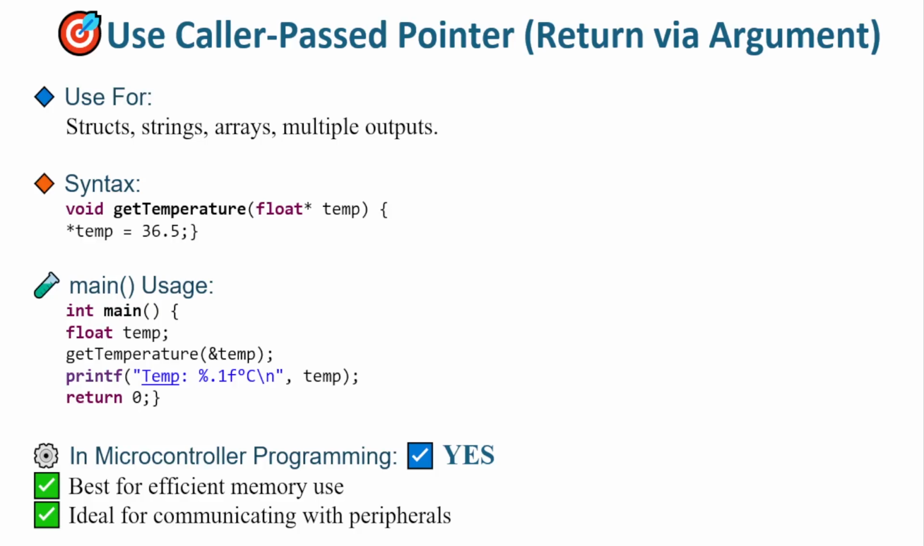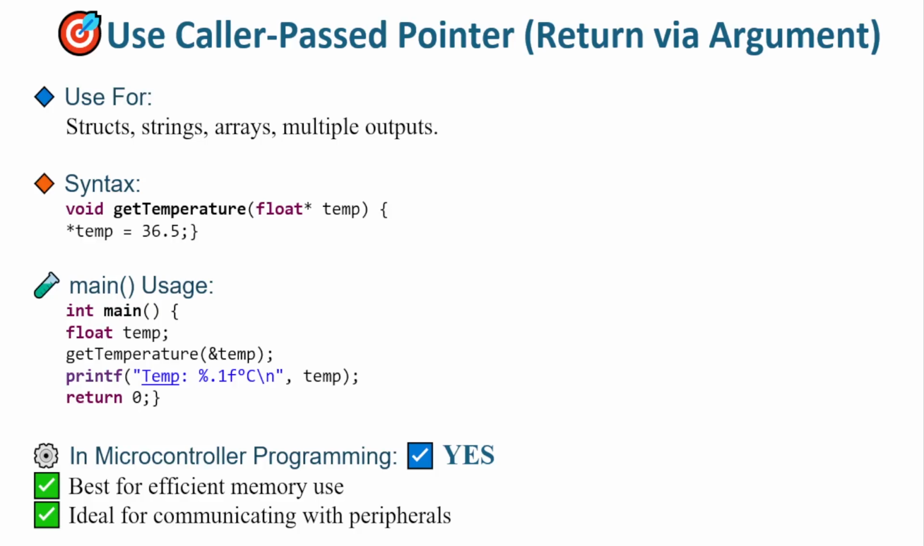Here's how it works. Instead of returning a value directly, the function modifies a variable that you pass to it. For example, if we want to get a temperature reading, for example, void get temperature function, in the main function, we create a variable and pass its address. Float temp, get temperature, printf the value.